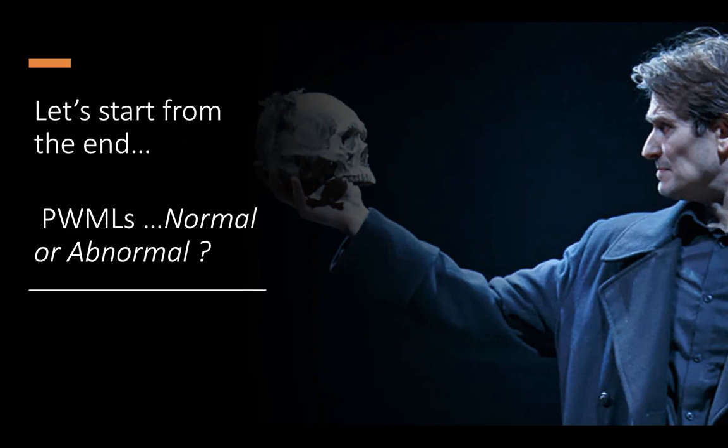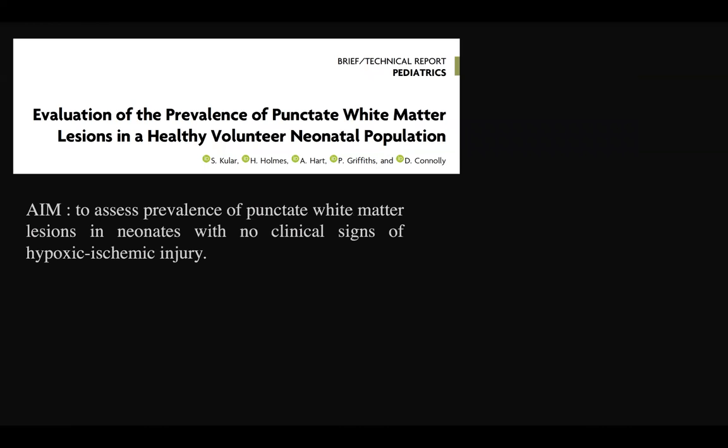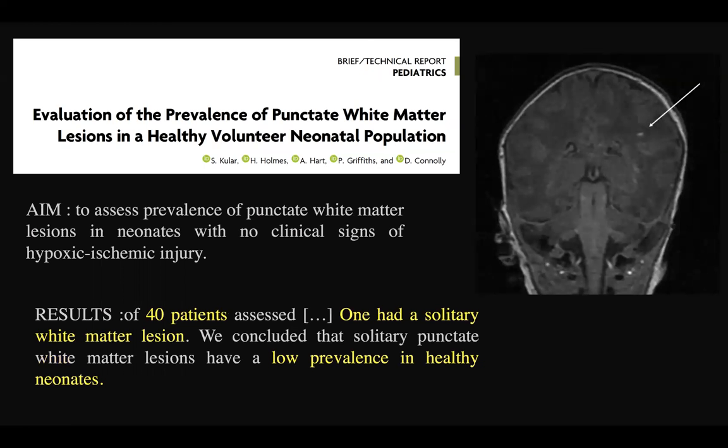There is an amazing paper published recently in AJNR from the group of Sheffield, where they assessed the prevalence of punctate white matter lesion in neonates with no clinical sign of hypoxic ischemic injury. Basically, normal neonates, from a big neonatal unit here in the UK, and they found that of 40 normal patients, only one had one single punctate white matter lesion, which of course gives no problem in terms of prognostication. This child will have a very good prognosis.